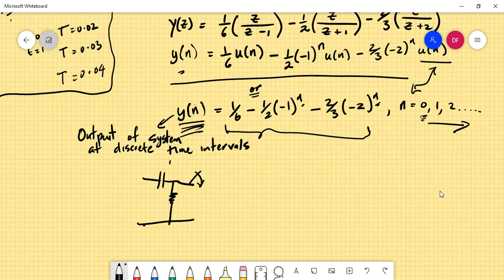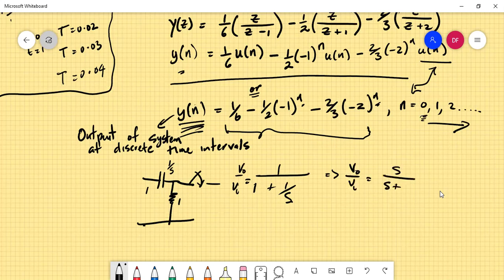So this is 1 over s, and let's say this is 1. So the differential equation is 1 over s, so that v out over v in is equal to s over s plus 1. So that says that the differential equation for the system is dv out dt plus v out is equal to dv in dt.